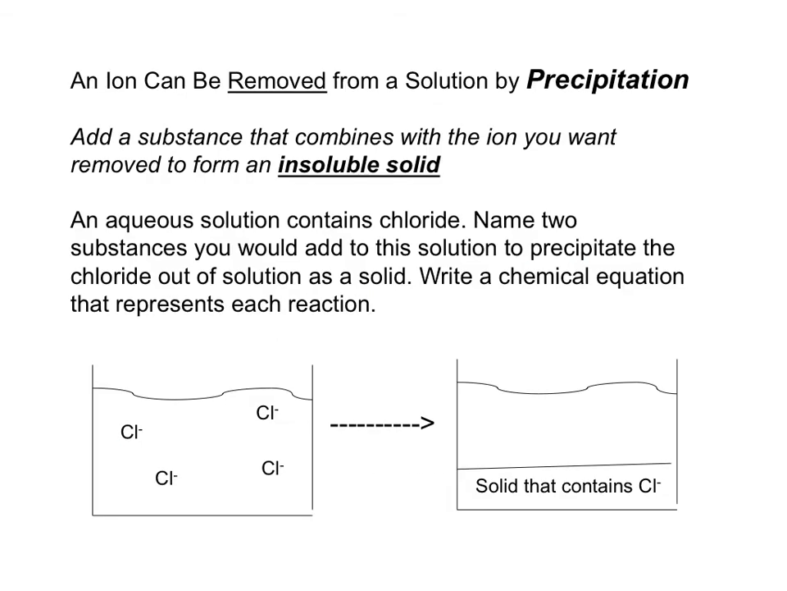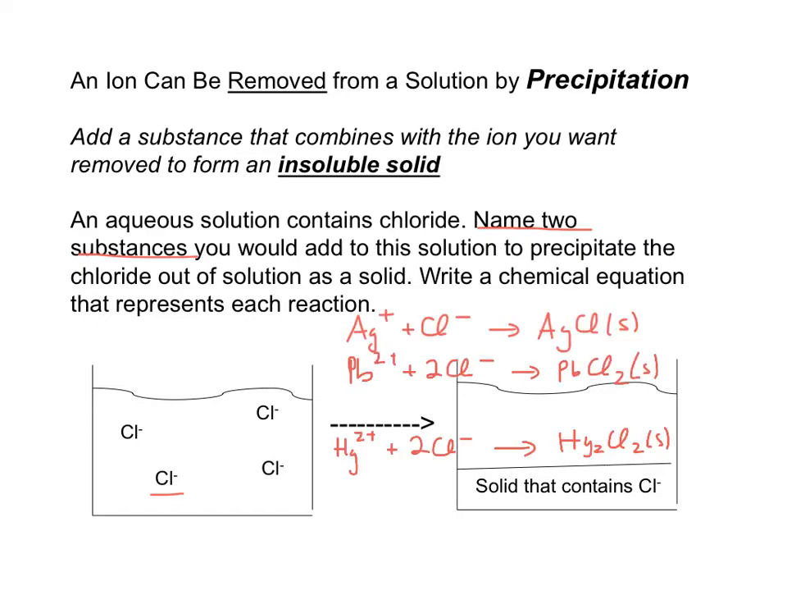Here's an application of solubility. Let's say we want to remove an ion, in this case chloride, from the solution. What substance can we add which reacts with chloride, which forms an insoluble solid, that is, a precipitate? Stop the video and name 2 substances that you could add. And the answers are silver, lead, or mercury ions according to the solubility table.